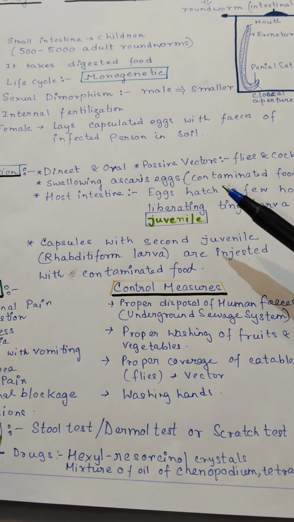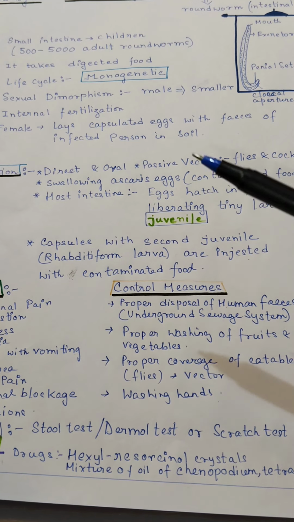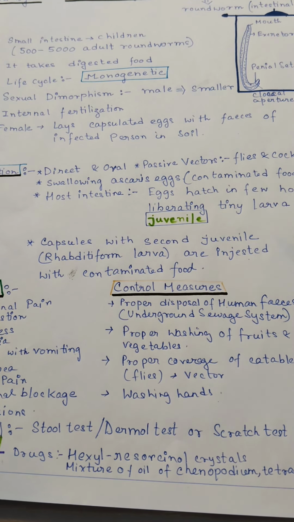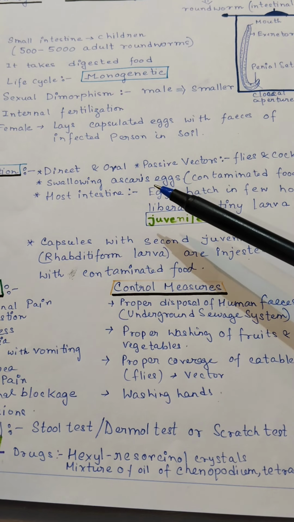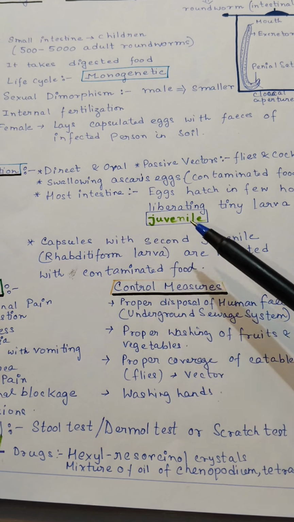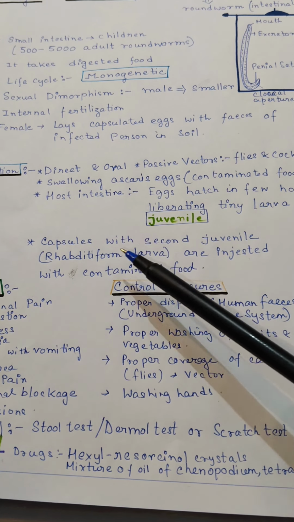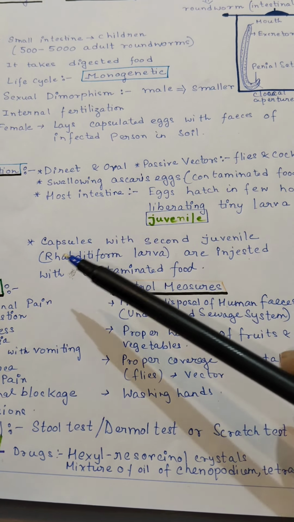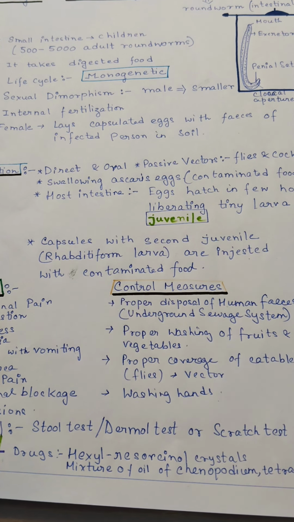So juveniles are the tiny larvae which are formed from the hatching of these eggs. And these capsules with second juvenile, called the rhabditiform larva, are ingested with contaminated food.